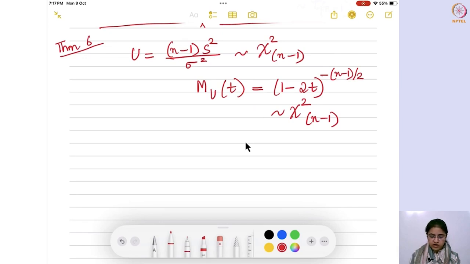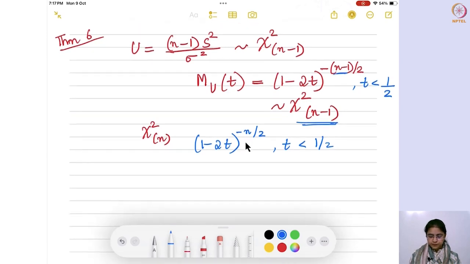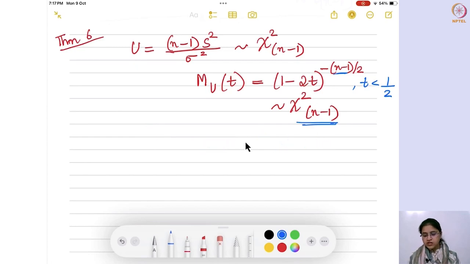Because in general, for a chi square distribution with n degrees of freedom, the MGF is 1 minus 2t to the power minus n by 2, where t is less than 1 by 2. If it is chi square n minus 1, the change comes in n minus 1. So here also the same thing would be applicable. So let us try to see. Now chi square n minus 1.